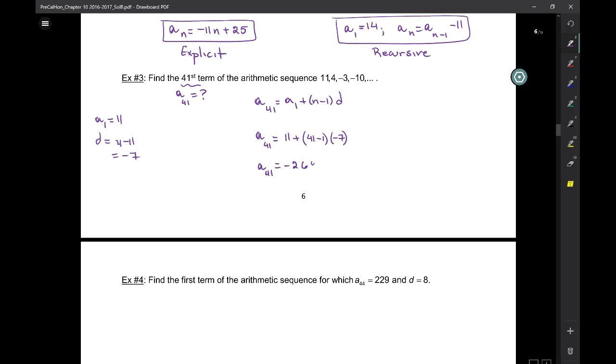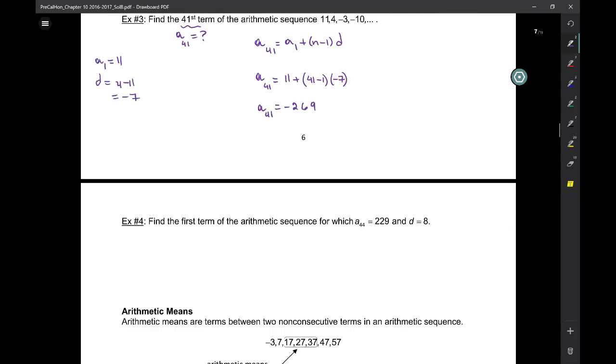When D is a negative number, does it turn out to be a negative number? Well, eventually, yeah, because when D is negative, you're adding negative numbers, which means you're subtracting.